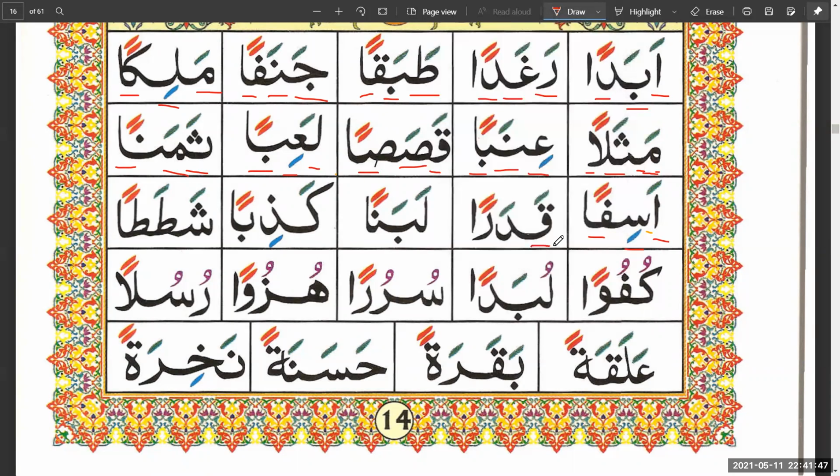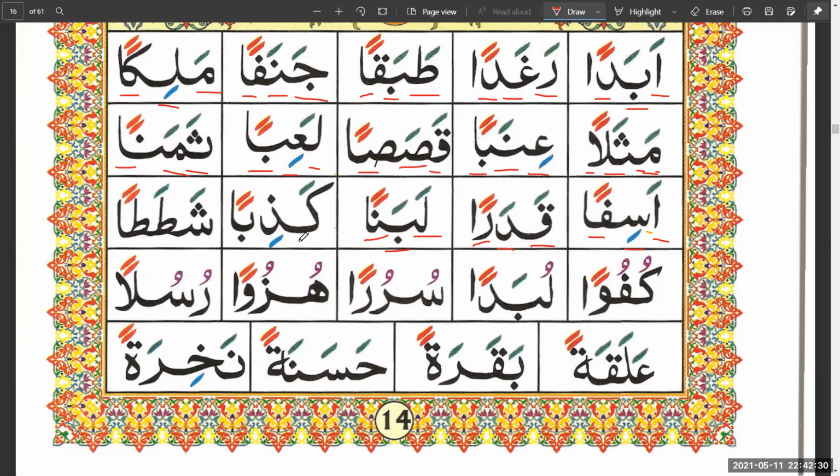We have for this letter, qaf fatha qa, dal fatha da, and ra two fatha ran. Qadaran. Next one. Can you tell if this one is a lam or an alif? If you thought lam, you are correct because it is connected to the letter after it. So lam fatha la, ba fatha ba, and noon two fatha nan. La ba nan.